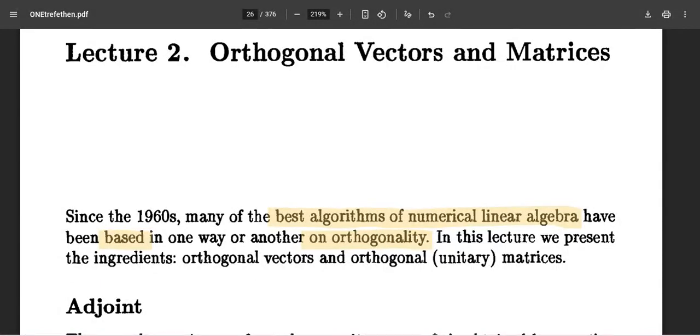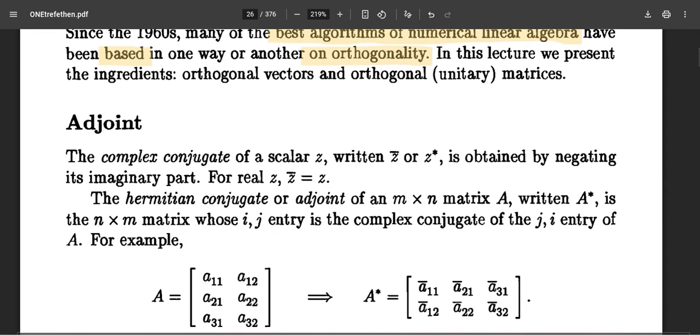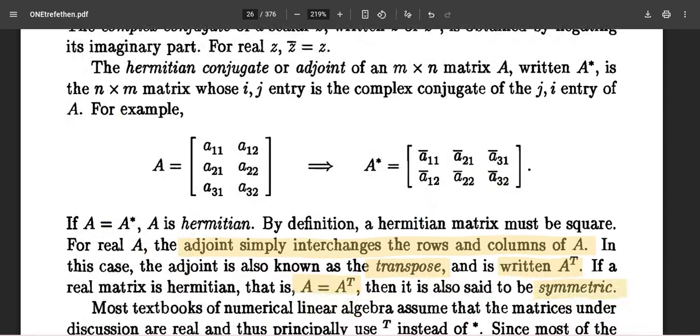Hi all. This is lecture 2 of chapter 1 on the numerical linear algebra series. In this lecture, we are going to see a very important property of numerical linear algebra called the concept of orthogonality. To be noted, since the 1960s, many of the best algorithms of numerical linear algebra are based on this concept of orthogonality.